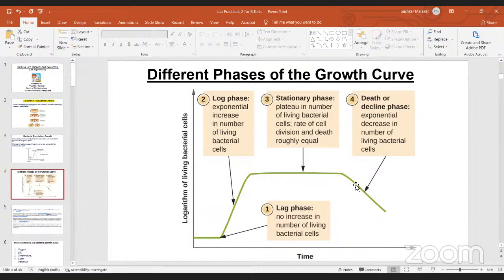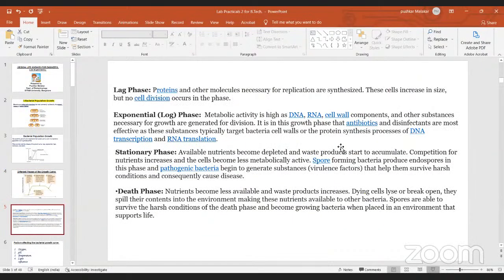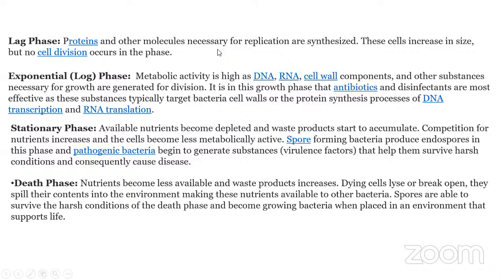Let's see in a little more detail the different phases of bacterial growth and the salient features of the different phases of the bacterial population curve. In the lag phase, the cells increase in size and prepare for division, but there is no cell division happening in this phase.